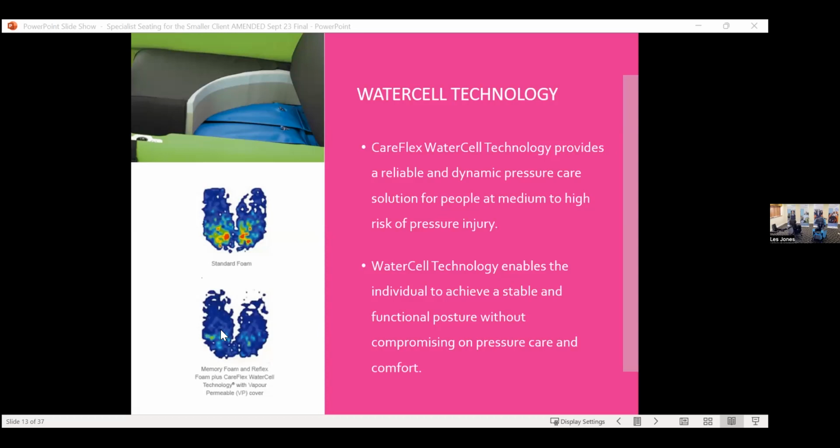And the blue WaterCells in the base of the cushion, water just moves away from the high pressure point, and the effect that that has is that the bony prominences are absorbed into the seat surface. The surrounding surface rises to spread that pressure over a greater area. It's a very complex definition of a really simple process, if you like.